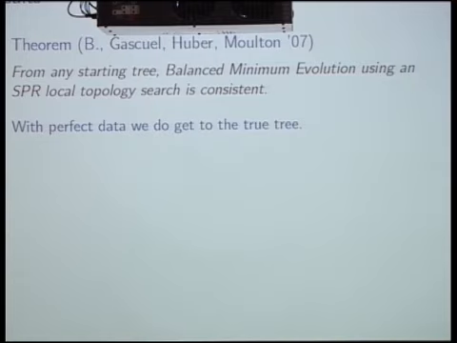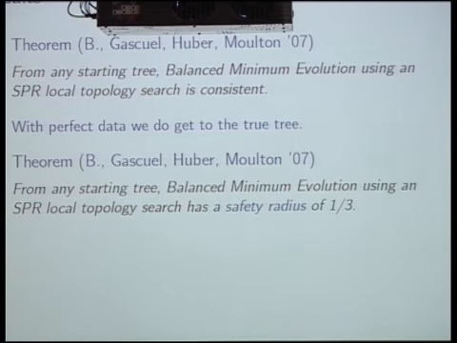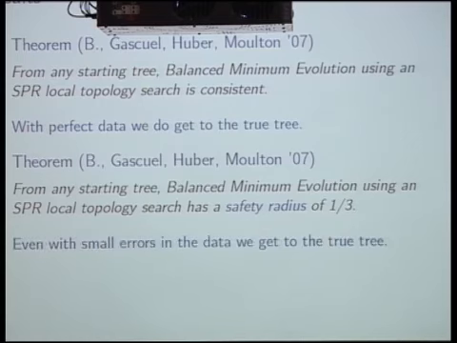So since then, we've actually boosted the analysis a little bit, and we have shown that there's a safety radius of 1/3 on this same process. And that means that with small errors, we still get to the correct tree.